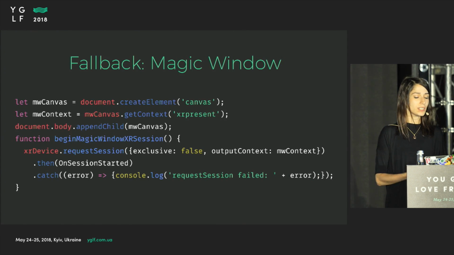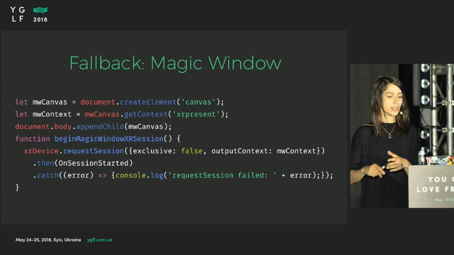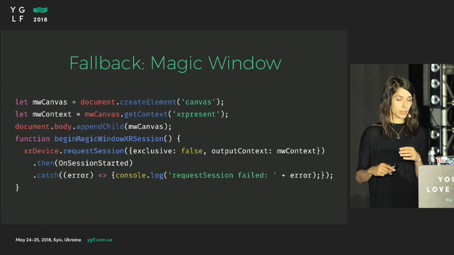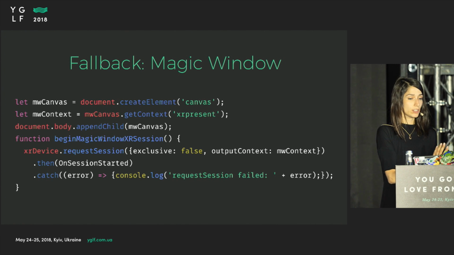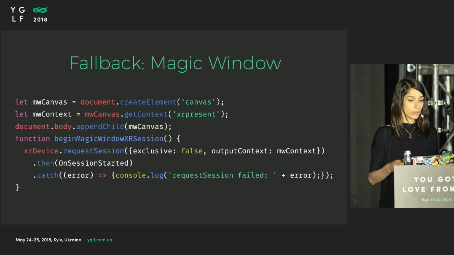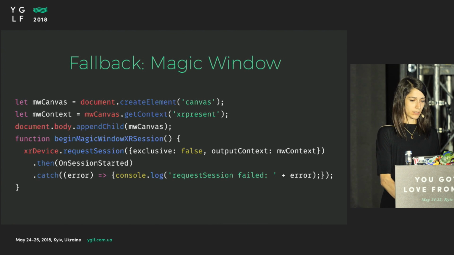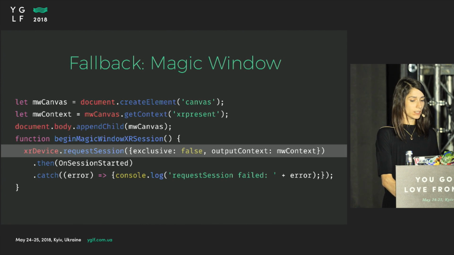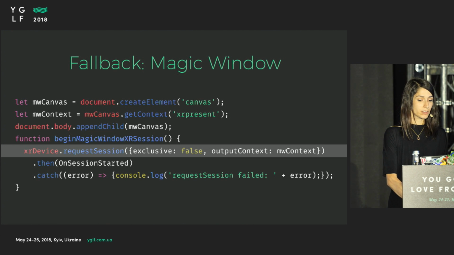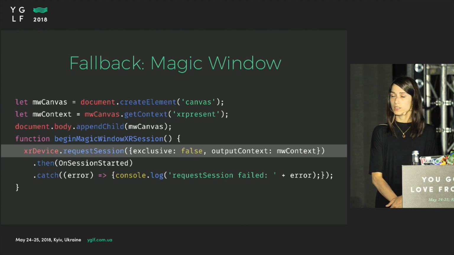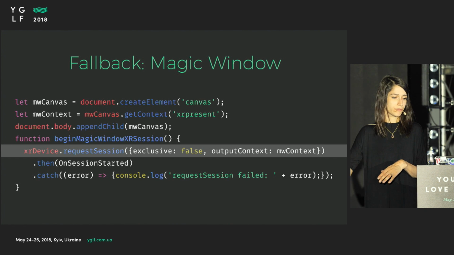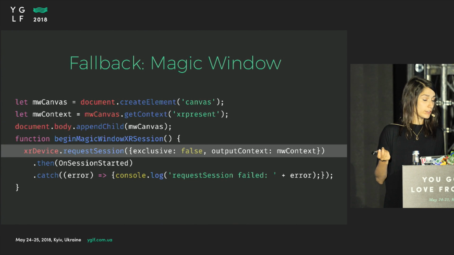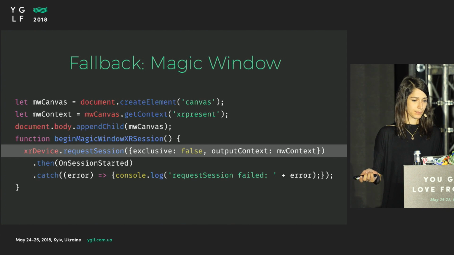And the cool thing about the magic window mode is that it does not require a user gesture to be started. So we can just render our content to the page when it was loaded without requiring the user to click a button or similar. And to start an XR session for a magic window, we use the XR session creation option exclusive and set it to false. And then again, all the same, we have to set an output context to render on.